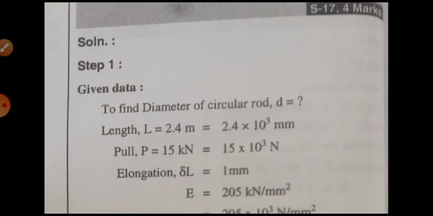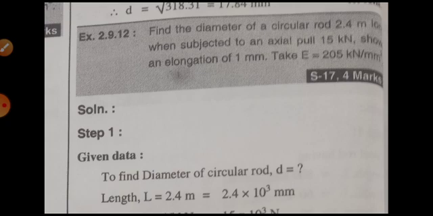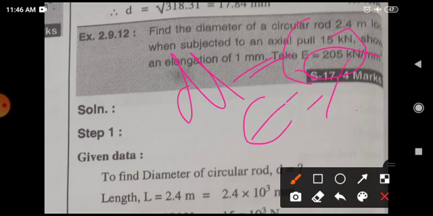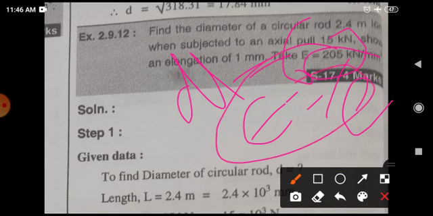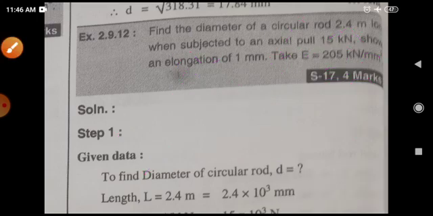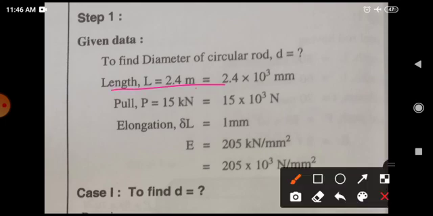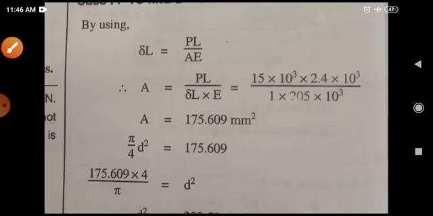Let's see another one. Find the diameter of a circular rod 2.4 meter long when subjected to an axial pull. Length is given, load is given, and elongation, that means dL, is also given as 1 millimeter. E is given. So by using E equal to sigma upon small e, put all these values in and you can find out the diameter. This is the same as our second problem.